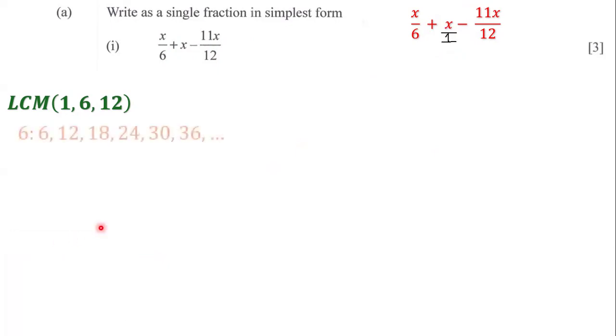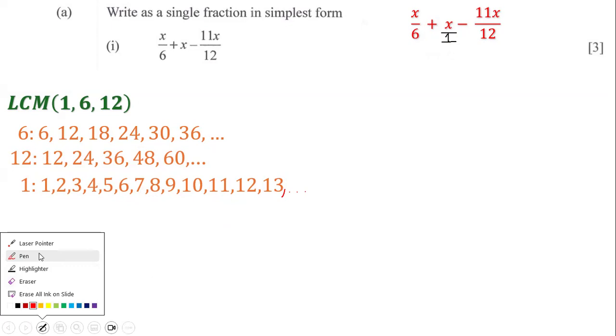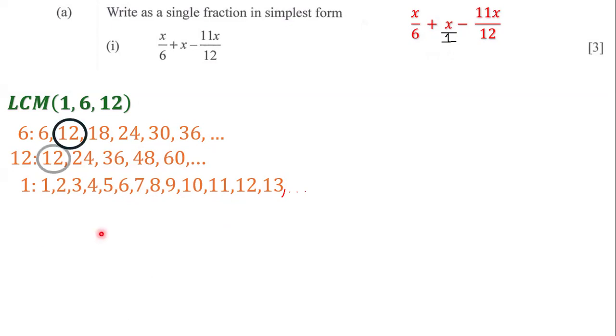And so what we do here is we say, okay, the multiples of 6 are 6, 12, 18, 24, 30, and 36, and the list goes on. The multiples of 12 are 12, 24, 36, 48, and 60, and the multiples of 1 are 1, 2, 3, 4, 5, 6, 7, 8, 9, 10, 11, 12, 13, and the list goes on. All right, so the list also goes on for this one. So let me indicate that the list goes on. All right, so what is the LCM of 6, 12, and 1? Notice that we have 12 in each case, and so the LCM of 1, 6, and 12 is definitely 12.